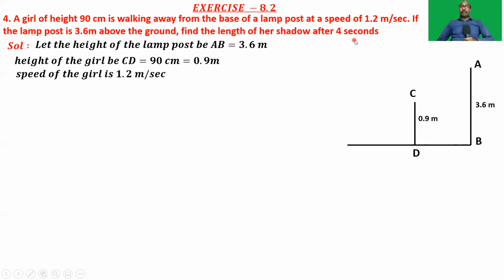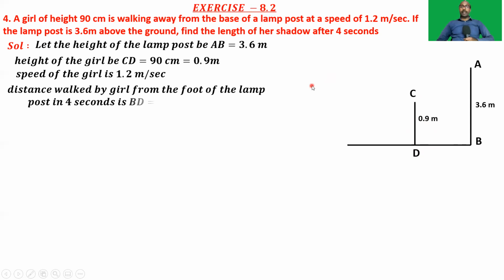So after 4 seconds, the distance walked by the girl is 4 into 1.2, because our speed is 1.2 meters per second. Distance is equal to time into speed. This is 4 into 1.2, which is equal to 4.8 meters. That is, BD is equal to 4.8 meters here.